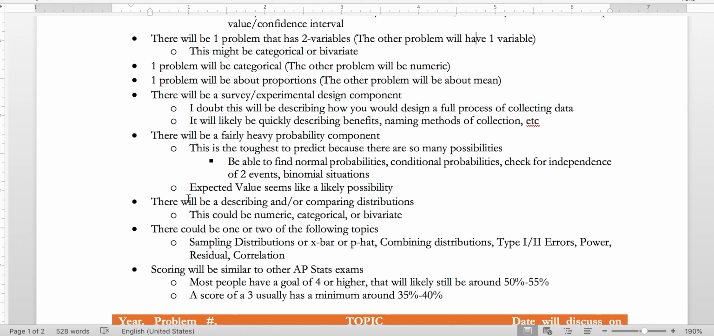There's definitely going to be something about describing or comparing distributions. It could be lots of possibilities, though. It could be numeric, it could be categorical, it could be bivariate. So any of those are possibilities.